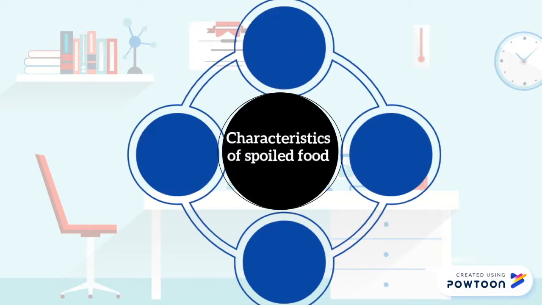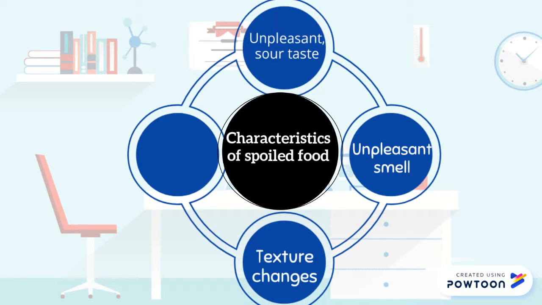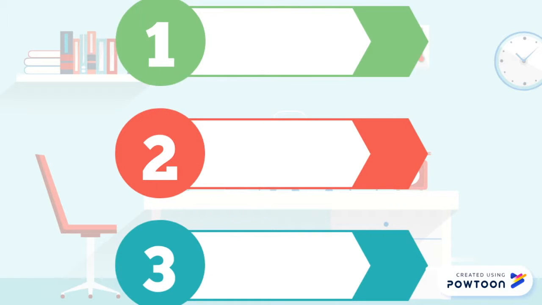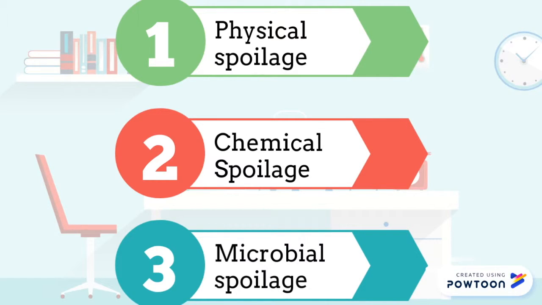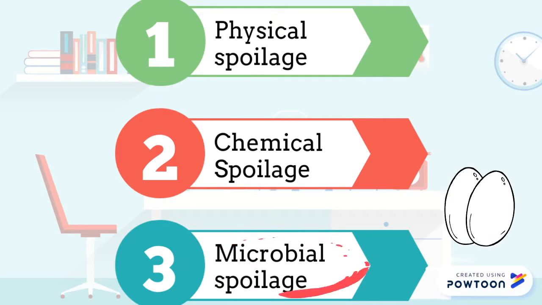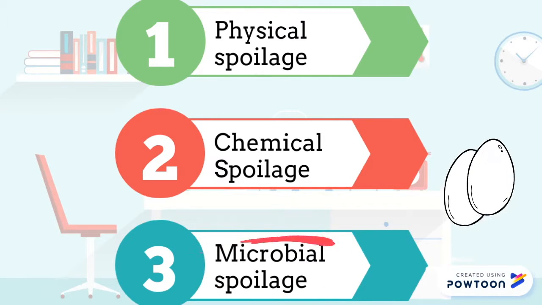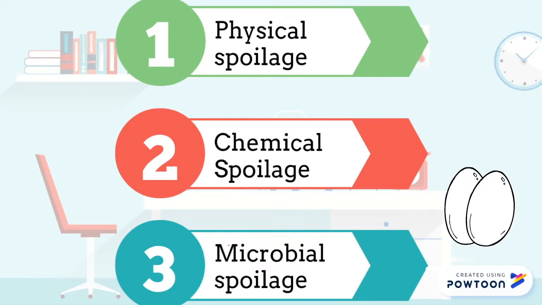The characteristics of spoiled food include unpleasant and sour taste, unpleasant odors, texture changes such as becoming soft, and color changes. There are 3 major types of food spoilage: physical spoilage, such as moisture loss or gain in the food; chemical spoilage, such as oxidation of fat and enzymatic browning of foods; and lastly, microbiological spoilage, which is the growth of microorganisms such as bacteria, yeast, and mold. Our focus today is on the microbiological spoilage of hen's eggs, in which spoilage is caused by bacterial growth.